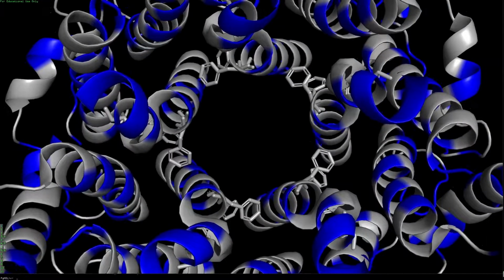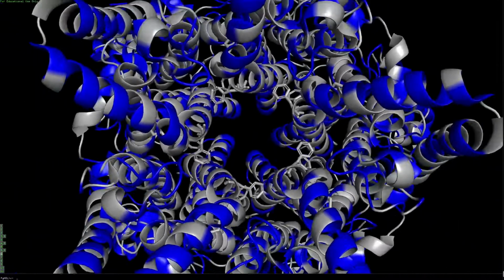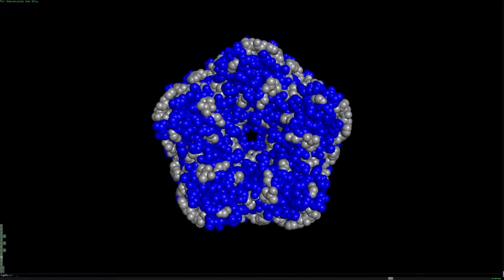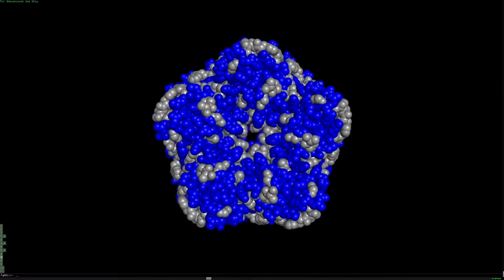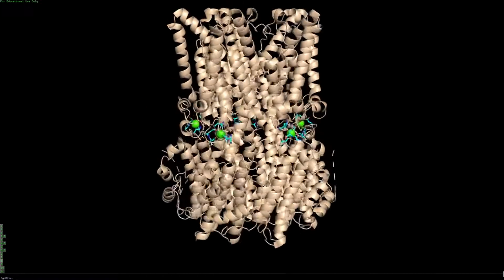Now, if we look at the calcium-bound form, we can see that this gate folds back, increasing the diameter of the pore to 15.3 angstroms, as well as increasing its hydrophilicity, which allows chloride ions to travel through the channel. Here's an animation that models this transition that allows chloride to move through the channel. But what exactly causes this movement?